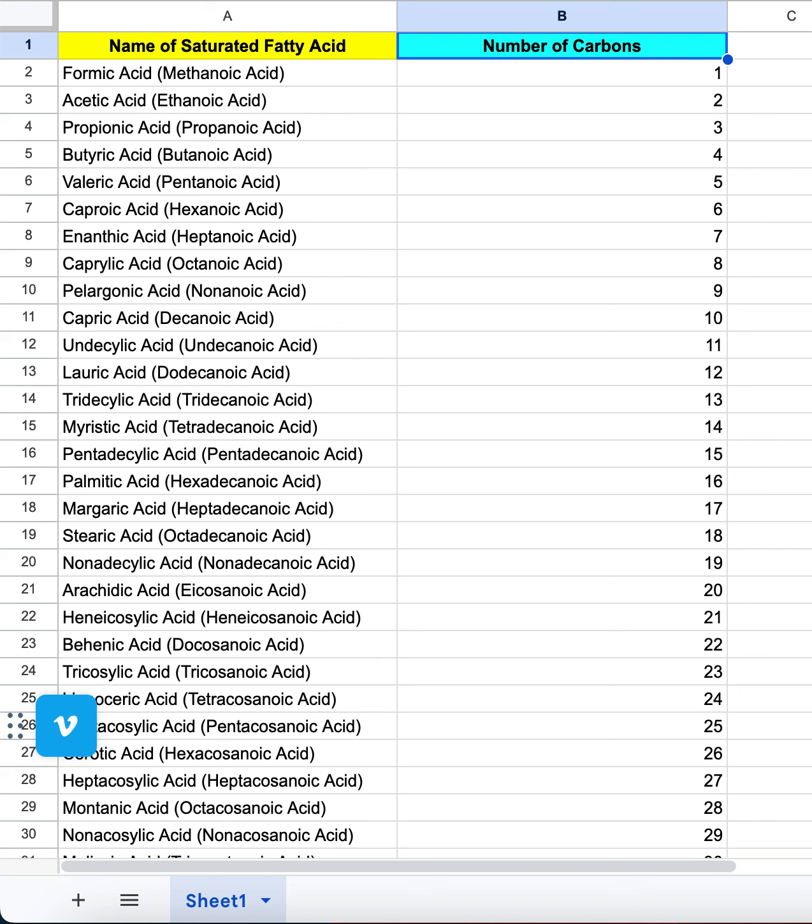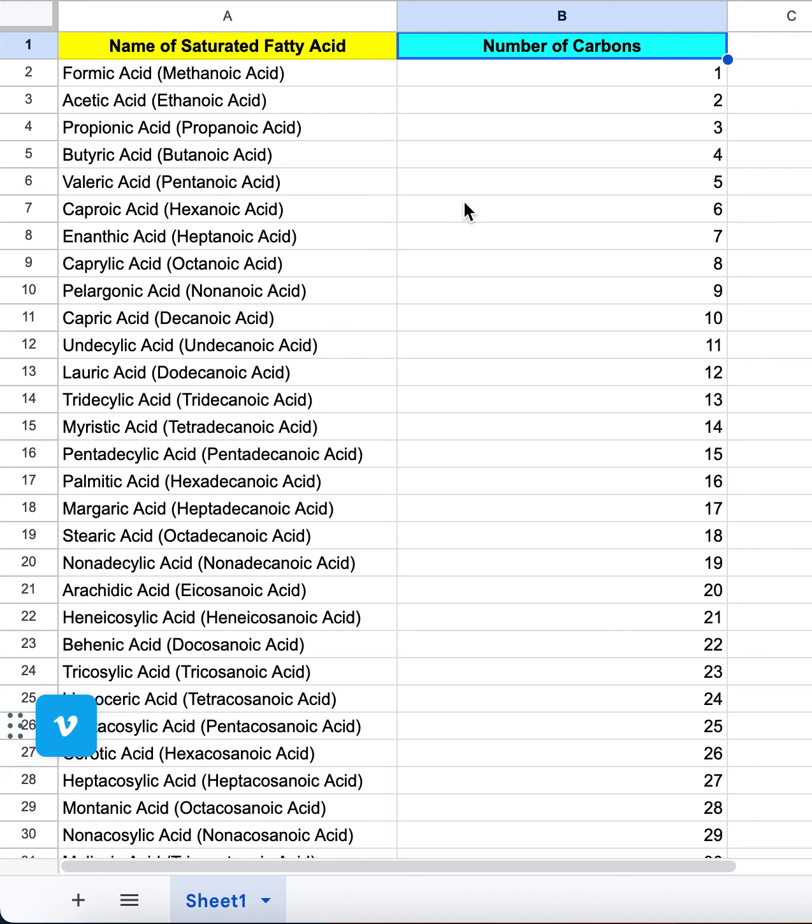So the first fatty acid is called formic acid or methanoic acid. So this is Latin, okay? Methanoic acid, that means it contains one carbon. Methanoic acid, and the nickname is formic acid. So the number of carbons is 1. Acetic acid or ethanoic acid, 2. Propionic acid, the number of carbons is 3.